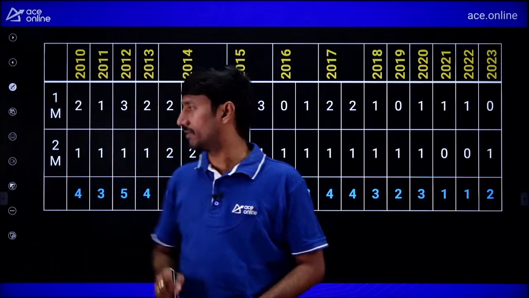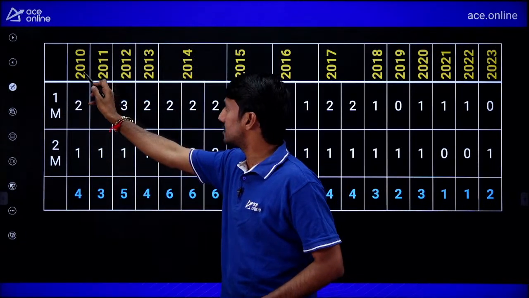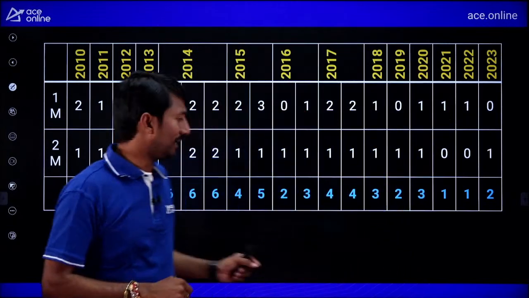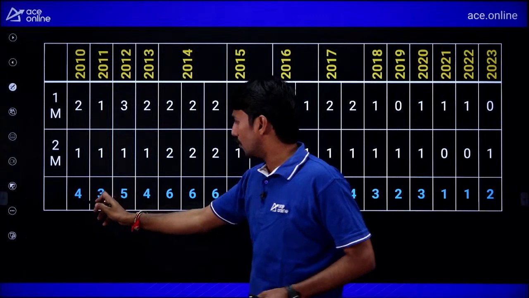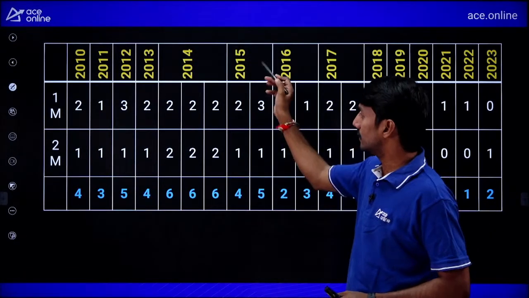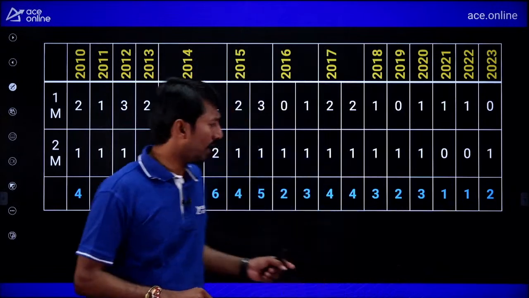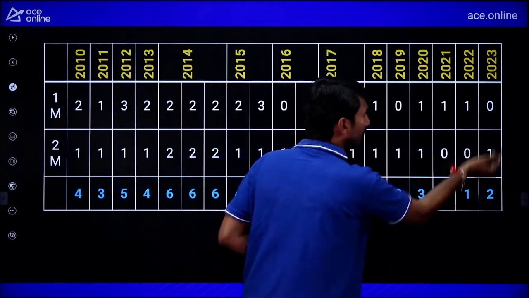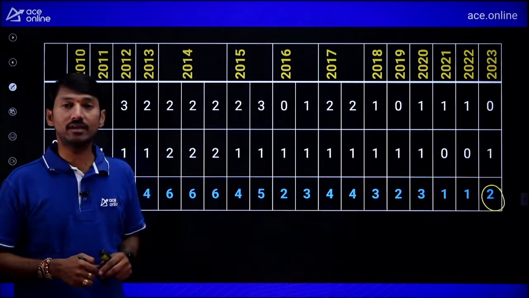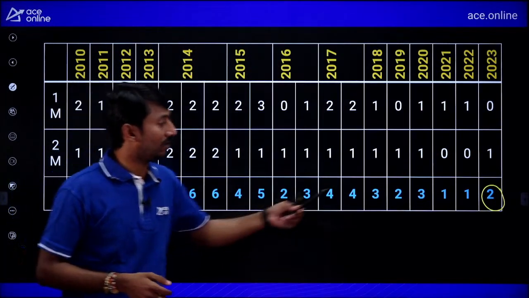Just a brief idea I'm giving. If you see the weightage analysis from 2010 to 2023, the weightage was 4 marks, 3 marks, 5 marks, sometimes 6 marks in the GATE electrical paper. And recently, in GATE 2023, 2 marks is the weightage. But looking at this, people are asking, sir, can we neglect it?